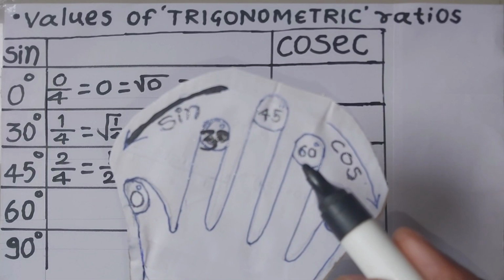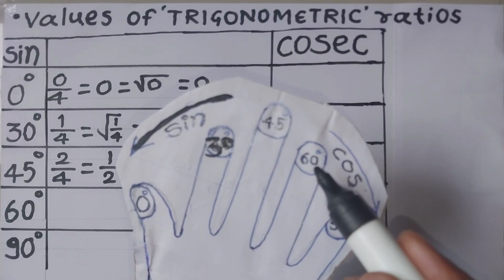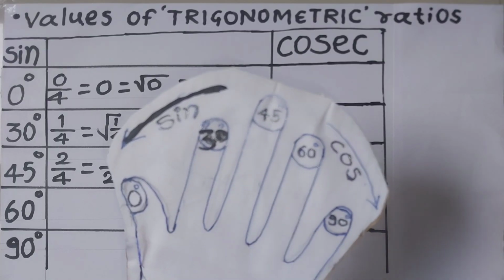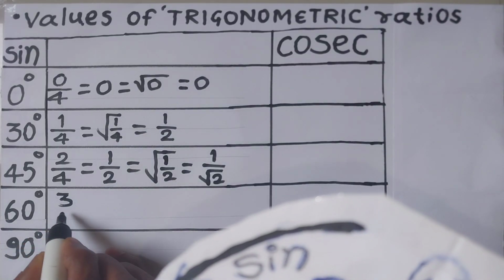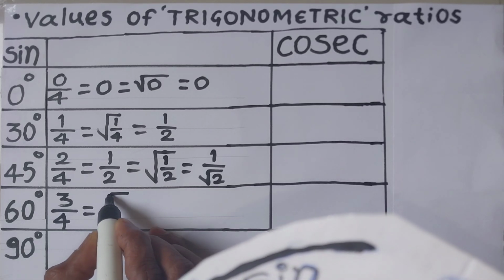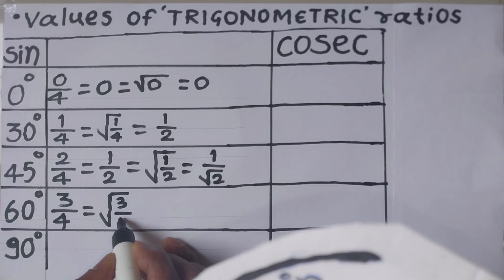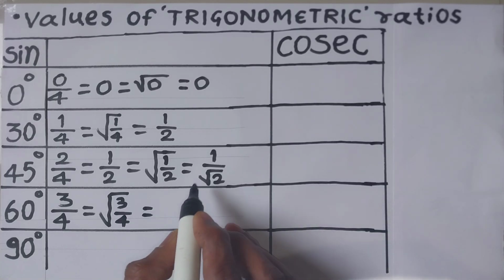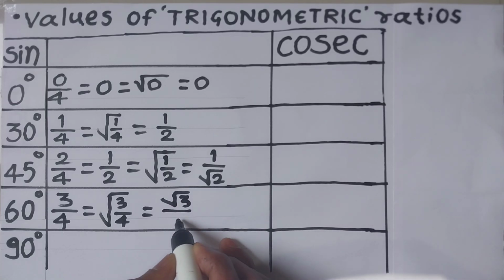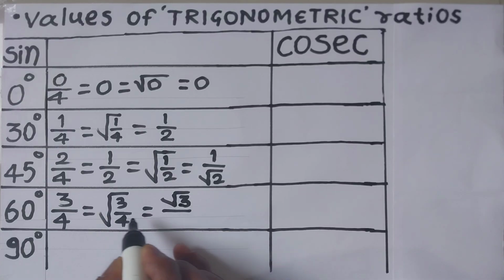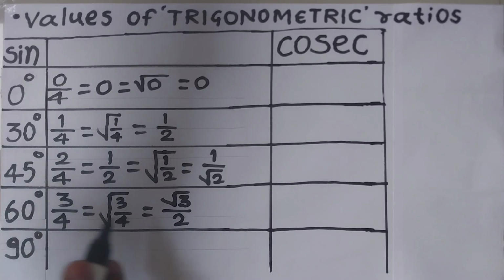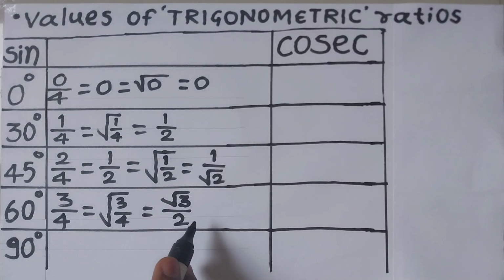Then we find the value of sine 60 degree. Anti-clockwise, how many fingers are left? 1, 2, 3. So we write 3 upon always 4. Then we take the square root of this number, that is the square root of 3 upon 4. We don't know the square root of 3, so we write root 3 as it is, and the square root of 4 is 2. Then the value of sine 60 degree is root 3 upon 2.